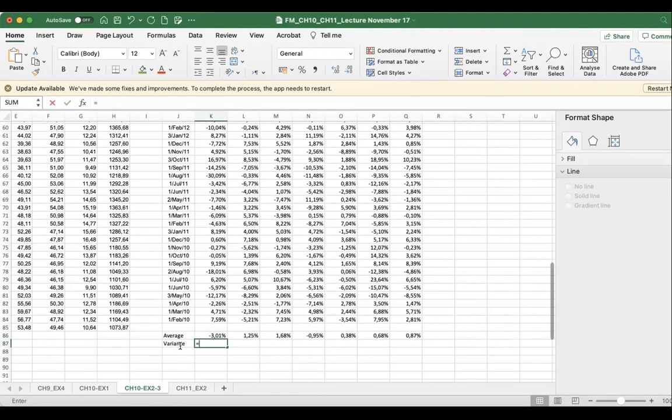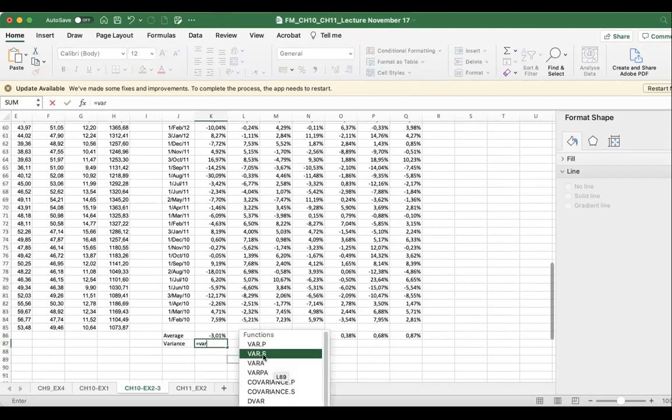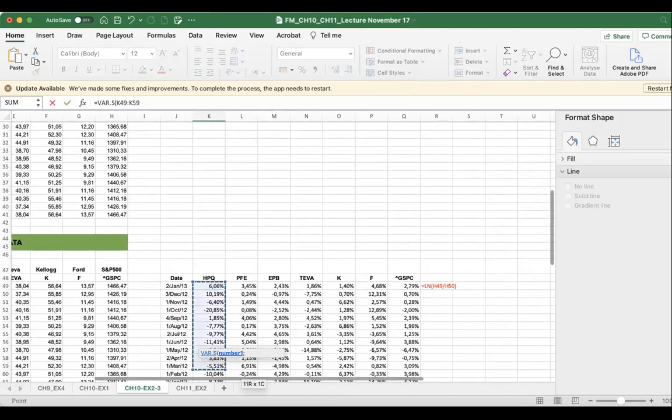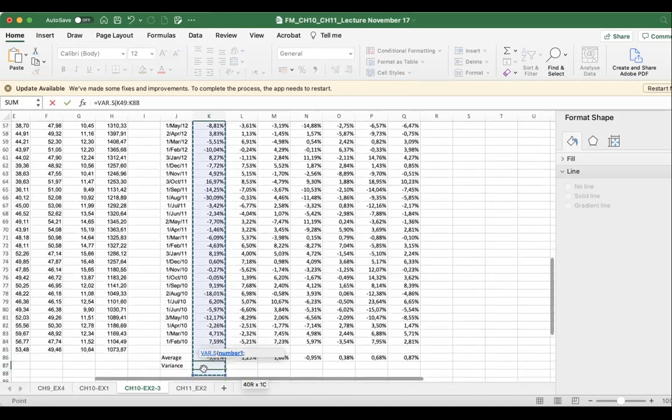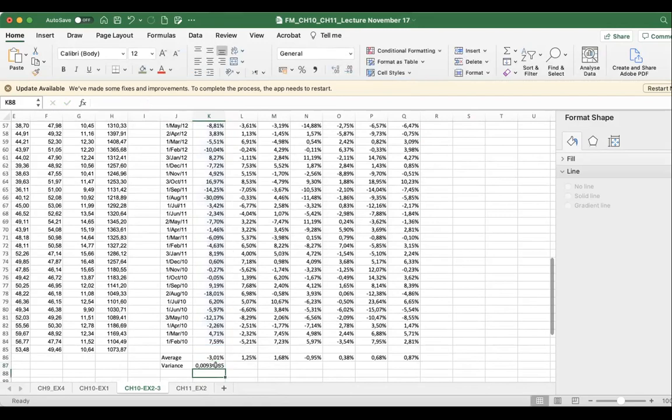Now for the variance, you have to use VAR.S because we have a sample of the whole population. So the VAR.S, close the parentheses. And then scroll it to the right hand side. So we have here the formula text.